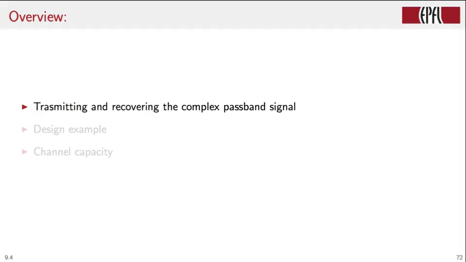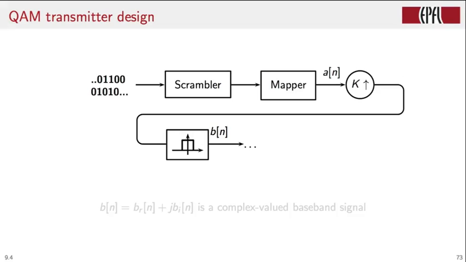So in this module, we'll see how to transmit and recover a complex valued symbol stream over a real valued channel. Then we will follow this with a concrete design example for the telephone channel. And finally, we will compare the performance of the system to the ultimate limit in data rate that is given to us by Shannon's capacity formula. So let's review where we stand in terms of transmitter design.